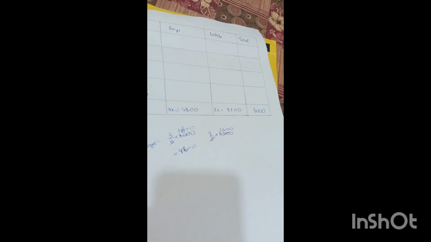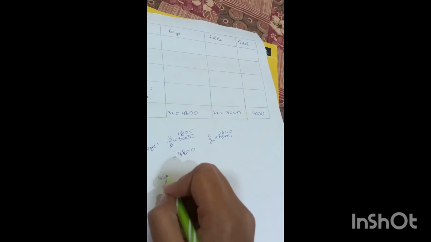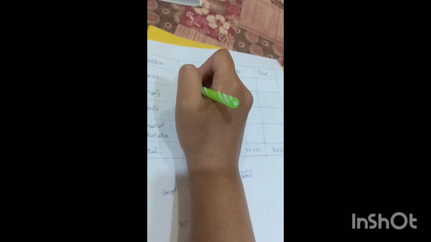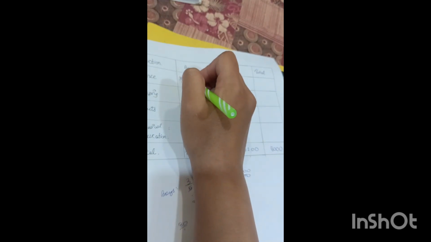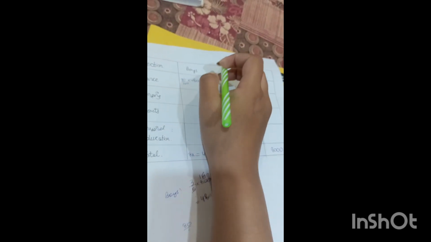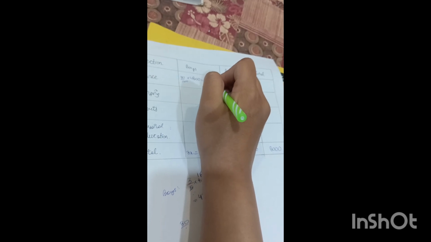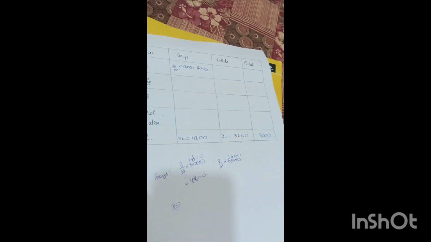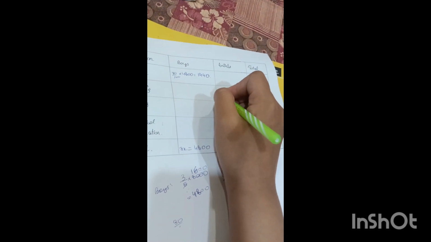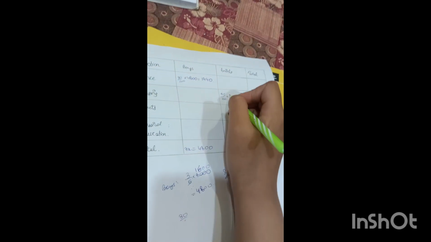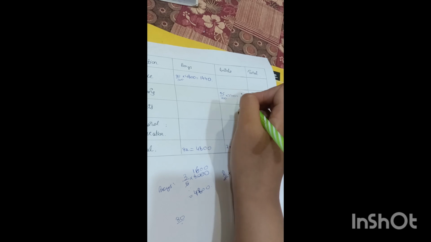Now we can say that 30% of the boys are in the dance section. So 30 upon 100 into 4800, and we'll get the value as 1440. Then you can say 25% of the girls are in singing. The total value is 3200, so we'll get the value as 800.